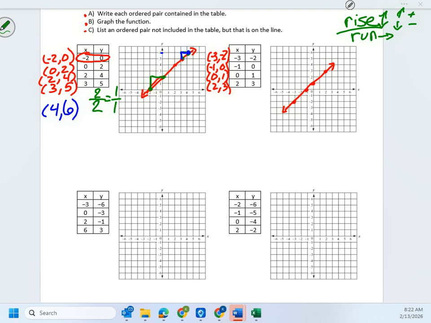Fernanda, what did you get? I got 2/2. Yeah, so if we go up 2, we go over 2. It's a positive 2/2. What's our final step? Simplify. So what would our simplified slope be? 1/1. So I'm going to find a new ordered pair that's not in my list. So I'm going to go to my point over here. I'm going to do my slope. Up 1, over 1. What's my new ordered pair I found that's not in my list?